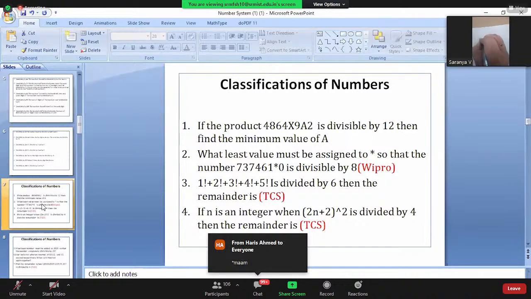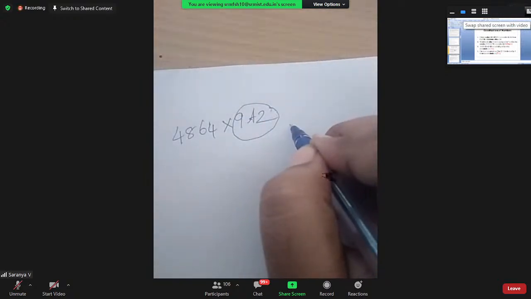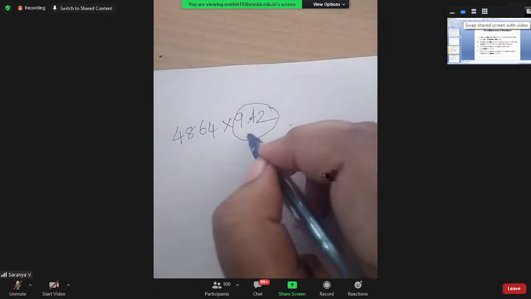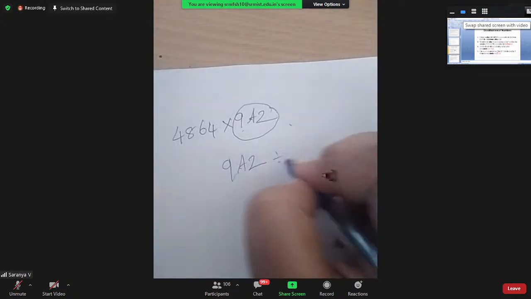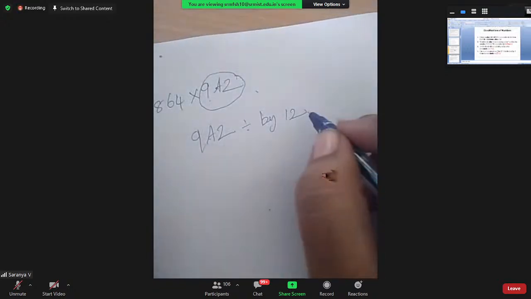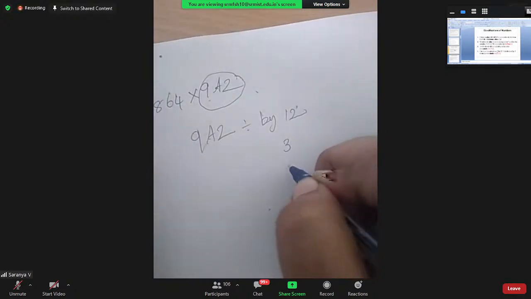So what is given? 4864 into 9A2. So if I convert this into divisible by 12, then the product also will be divisible by 12. Yes or no? So I have to convert this 9A2 to be divisible by 12. And what is the rule of 12? It should be divisible by 3 and 4.